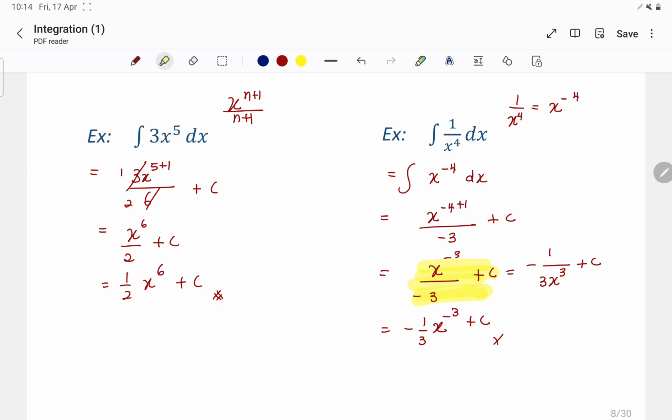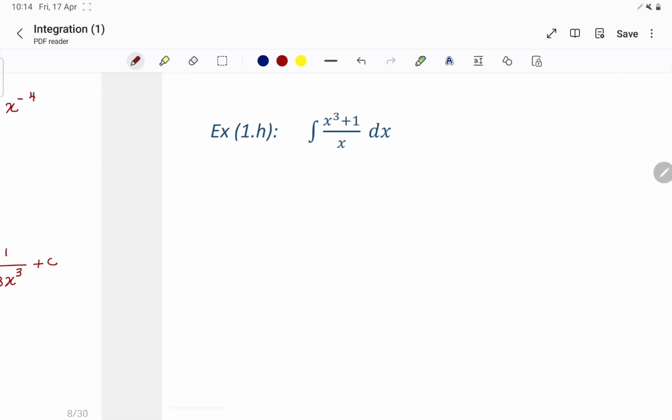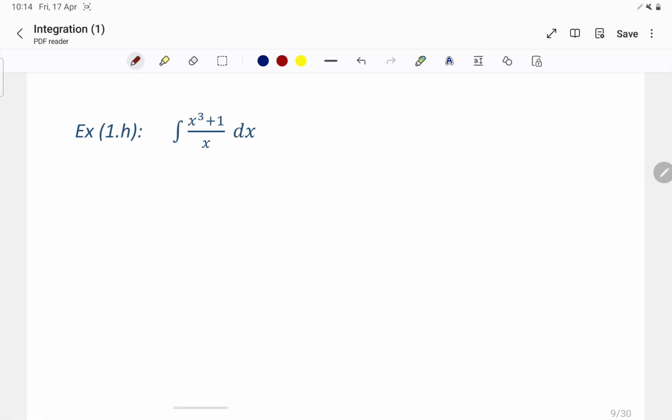Okay. Now we proceed to the next question. Okay, the next question. Here we have x to the power of 3 plus 1 divided with x.